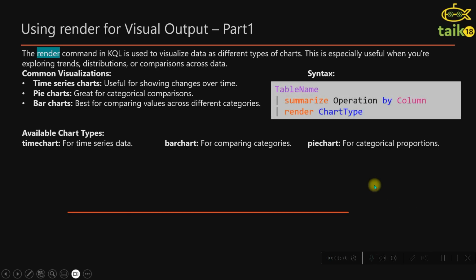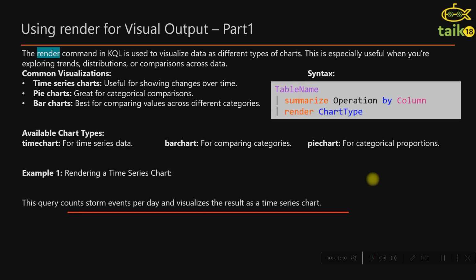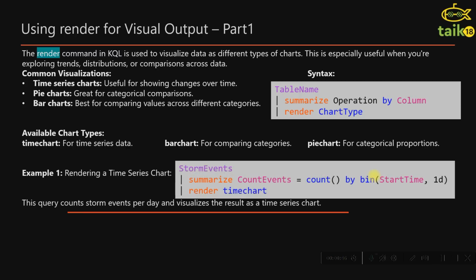As an example, this is the syntax. We need to pass the table name, the summarize operation by column, and the render chart type. If you want to render a time series chart, this query counts the storm events per day and visualizes the result in a time series chart. So the query here is StormEvents, summarize count of events by bin(StartTime, 1d) for every day, and then render this into the time chart.